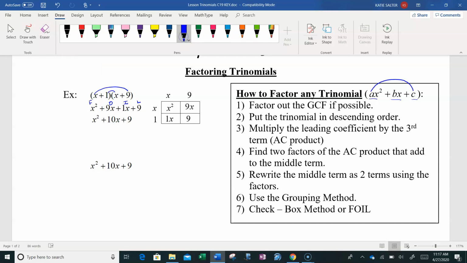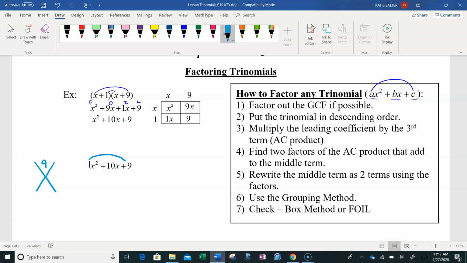We're going to multiply the leading coefficient, and even though you can't see it there, that's a 1, times the last term, which is 9. So we're going to say 1 times 9. This is the AC product. And to do this, we're going to make a little x over to the side. Delta Math calls it the x gain, but it's just a little x to help us organize this information. So we're going to put our AC product up here at the top. So 1 times 9 is 9.